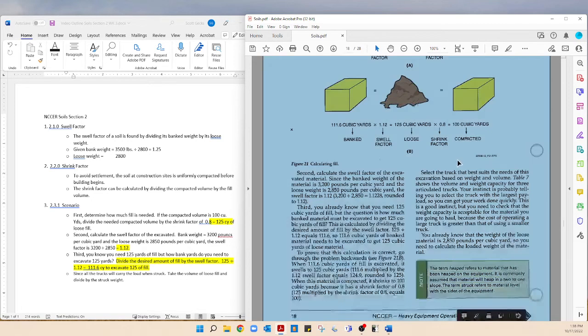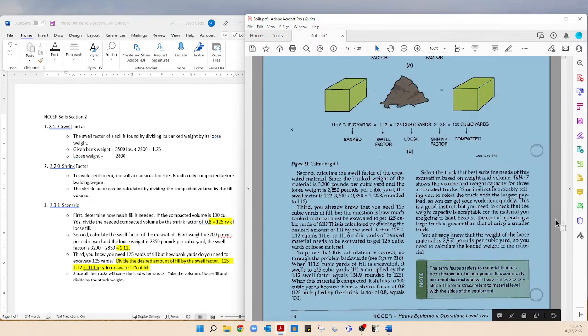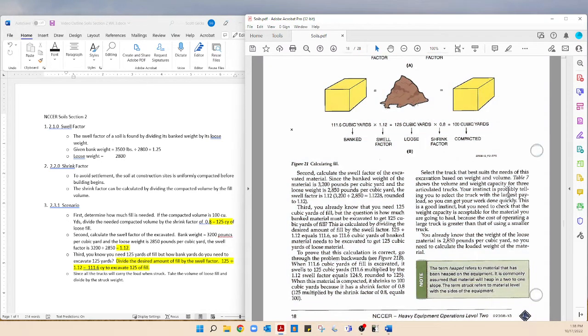But what we're going to do over here is pick out the right truck for the job. This continues on the second thing and the third thing that I briefly went over here. Now, you can verify this calculation in this paragraph here if you would like.